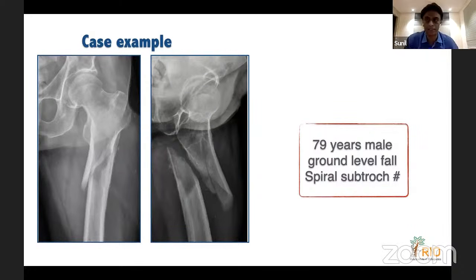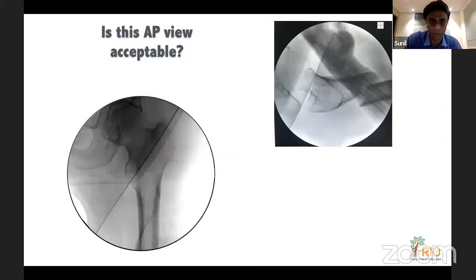So if you look at this case example, this is an elderly gentleman who had a low velocity fall and had a spiral subtroch fracture that looks like this. If you put him on a traction table, we do this practice on a traction table most of the time, but I often do it without traction. So this is how it looks on traction. This looks reasonably acceptable on AP view, but is this really right to go ahead with the nailing?